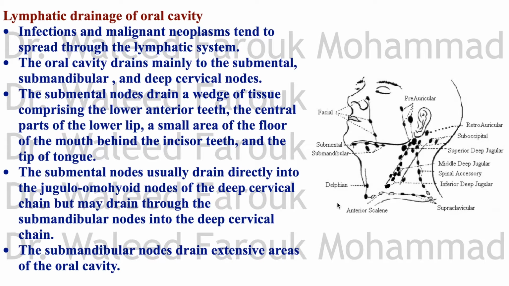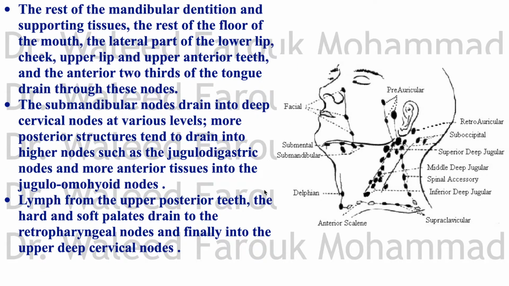The submandibular lymph nodes drain most of the oral cavity. The submandibular lymph nodes drain the rest of the mandibular dentition, the rest of the floor of the mouth, the lateral part of the lower lip, cheek, the upper lip, and the upper anterior teeth, and the anterior 2/3 of the tongue drain through the submandibular lymph nodes, the ones you see here.